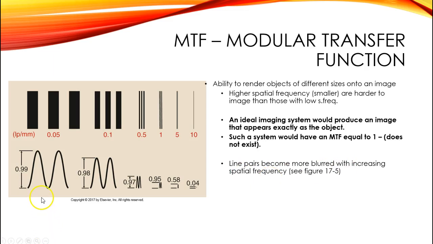And as you can see from this chart here, the amplitude as it changes becomes closer together and shorter. Blurring starts to have an effect here. So line pairs become more blurred with increasing spatial frequency, so at the higher end here. As the spatial frequency gets bigger, the line pairs become more blurred.